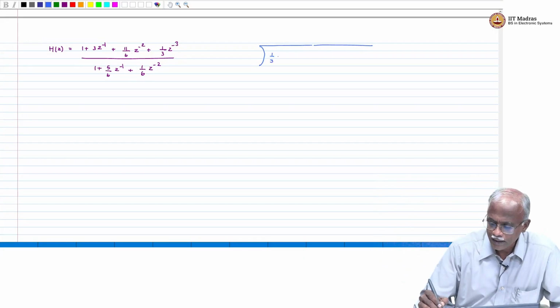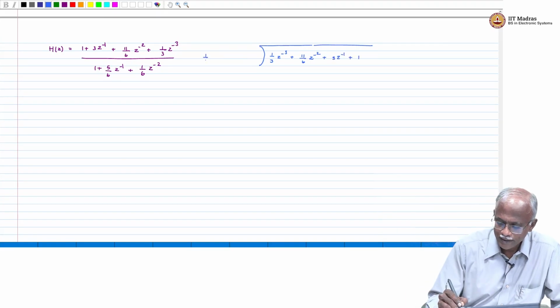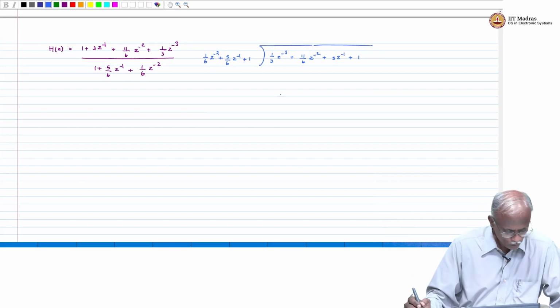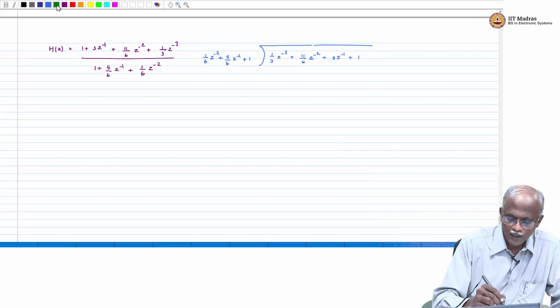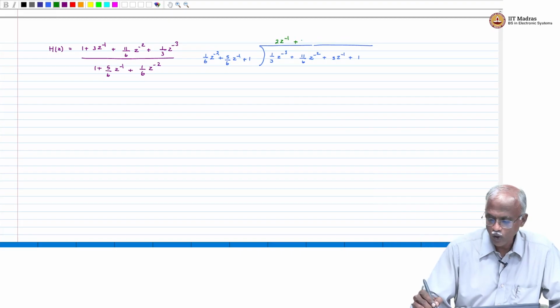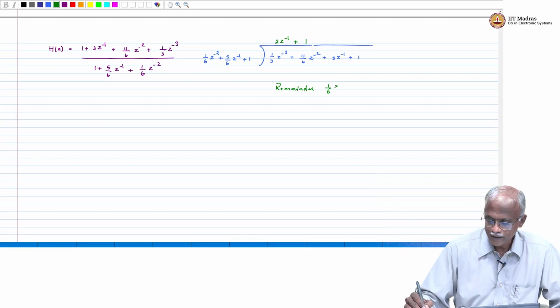So 1 by 3 z power minus 3 plus 11 by 6 z power minus 2 plus 3 z inverse plus 1, and this also you write it in increasing powers of z. So 1 by 6 z power minus 2 plus 5 by 6 z inverse plus 1, and then you go through the division. What you will find is that you will get 2 times z inverse plus 1, and then you will have a remainder. It doesn't divide perfectly. The remainder is 1 by 6 z inverse.